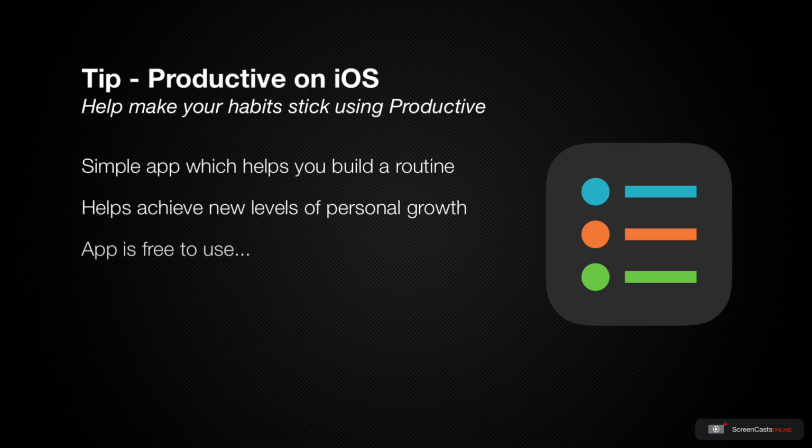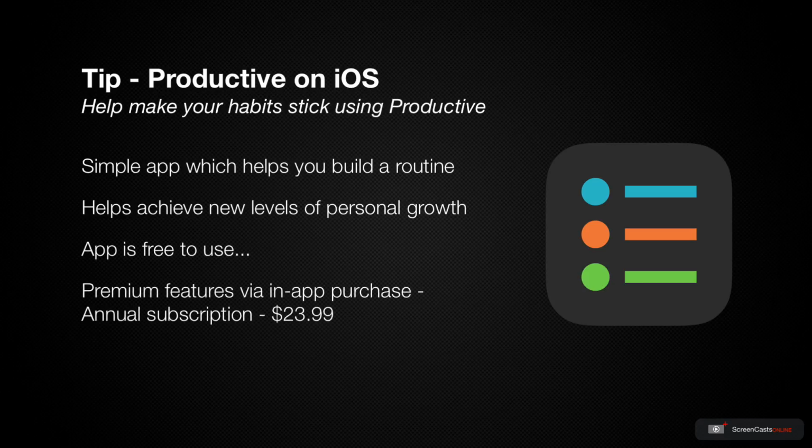The app is free to use, but offers an in-app purchase of $23.99 US dollars per year for premium features and no limit on the number of habits that you can track. The free version is limited to 5 habits, but even without the in-app purchase, Productive gives you the tools you need to start creating positive habits, track and analyze your progress with statistics, and reminders to help make the positive changes you want to make stick.